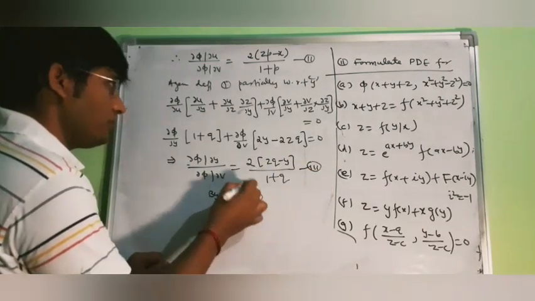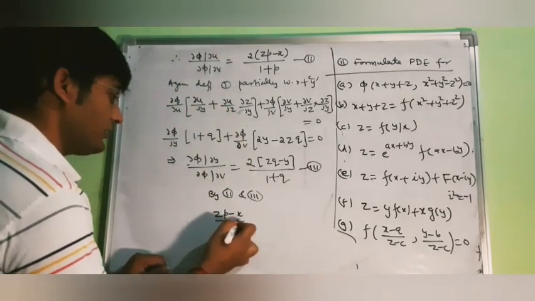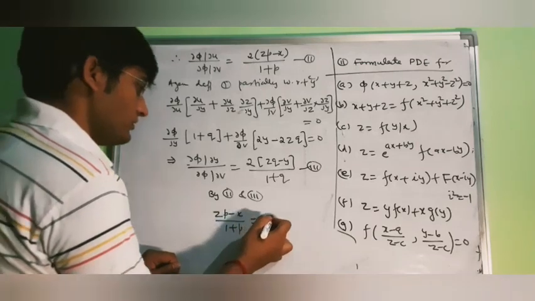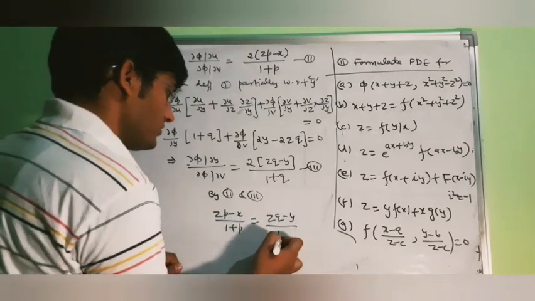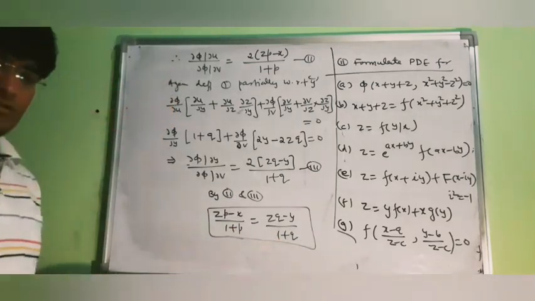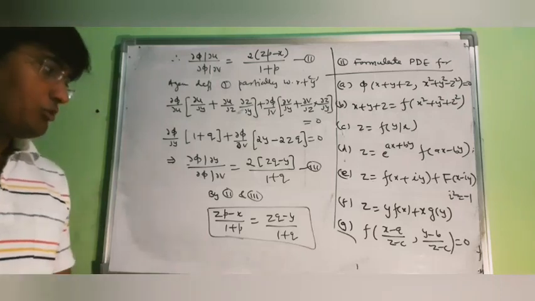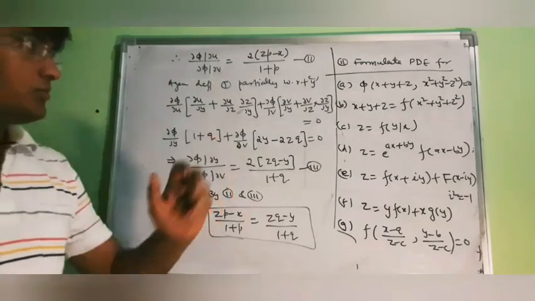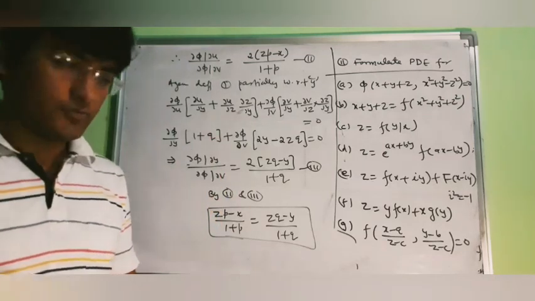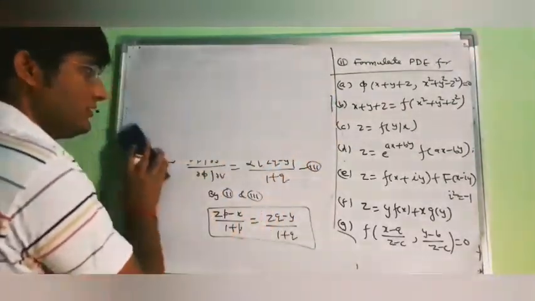your solution will be equal to your right hand side. So your zp minus x upon 1 plus p is equal to zq minus y upon 1 plus q. So this is your answer, and you can cross multiply it and you can simplify it. So this is the answer of the part 1. And in the second part, now let us solve the second part.